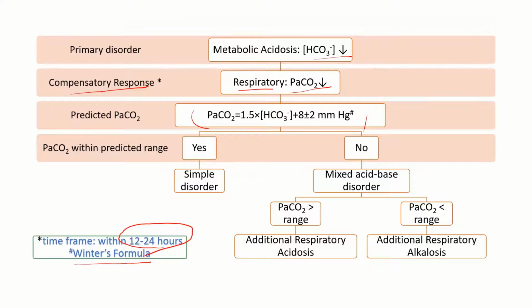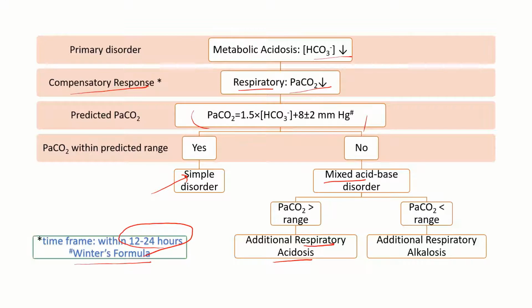Now, if the measured value of PaCO2 lies within the range of this predicted value of PaCO2, then that means there's a simple disorder present. But if the measured value of PaCO2 does not lie in this range of predicted value, that means something else is going on. So there's a mixed acid-base disorder. If the PaCO2 is above that range, that means PaCO2 is higher than it should be if only compensation was present. Then it means that there's additional respiratory acidosis present. Why respiratory? Because the PaCO2 is higher, and we are not talking about bicarbonate here. And why acidosis? Because again, CO2 is acid and that's high.